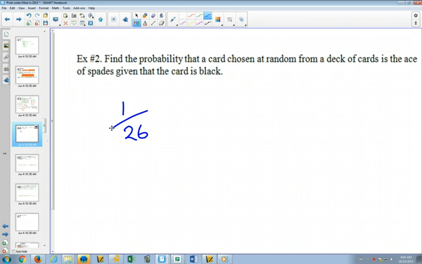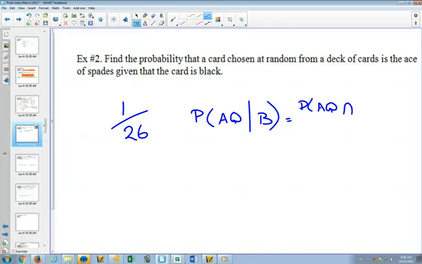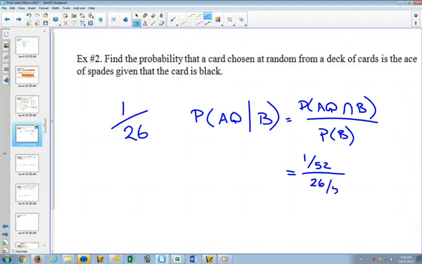Okay? Now if you wanted to use your formula, probability of the ace of spades, given that it was black, well, the probability of the ace of spades and black, divided by the probability of getting a black. Well, ace of spades and black would be 1 out of 52 originally, and the probability of a black one is 26 out of 52. And that comes out to the same thing.